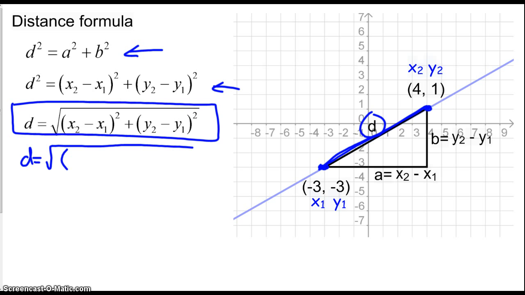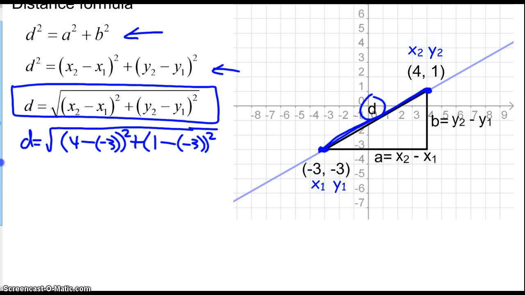So in this case, x2 would be a 4, right? Minus x1, which is a -3, and then that whole thing is squared, plus y2, which is 1, minus y1, which is a -3, and that whole thing is squared. And all that's under a square root. Then you have to carefully simplify.